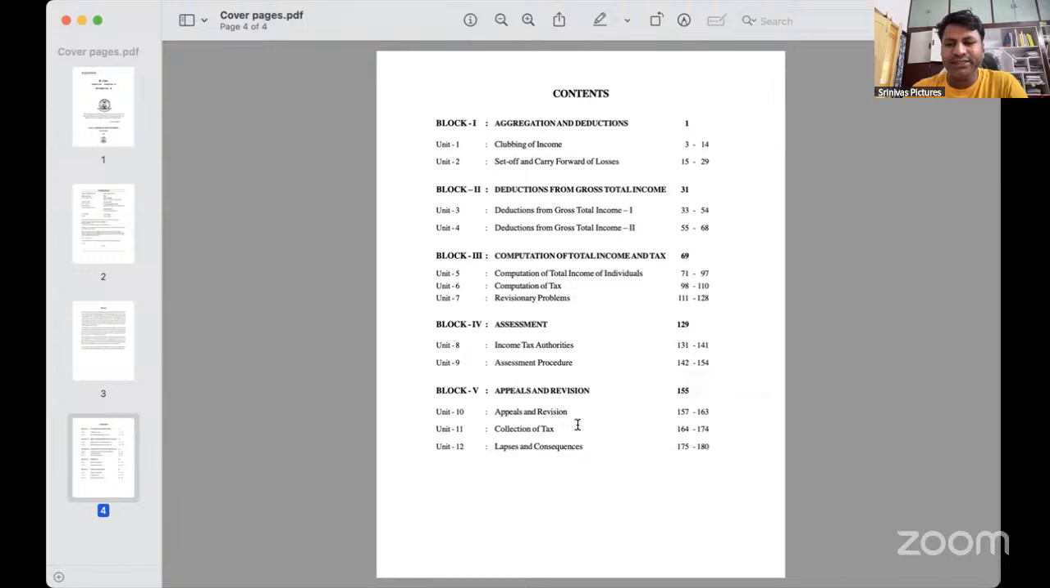So now we discussed collection of tax, appeals and revision. Yesterday we discussed assessment procedure, income tax, in the previous class. So these problems were already explained. Only one topic is left, Unit 12 in Block 5, lapse and consequences. I will explain that in the next class. I will just give the contents, what topics are there in this chapter. Just go through it once.